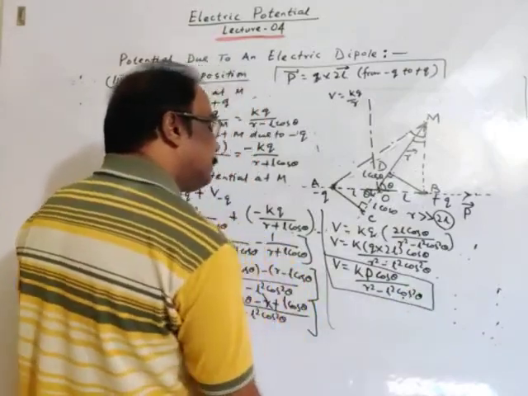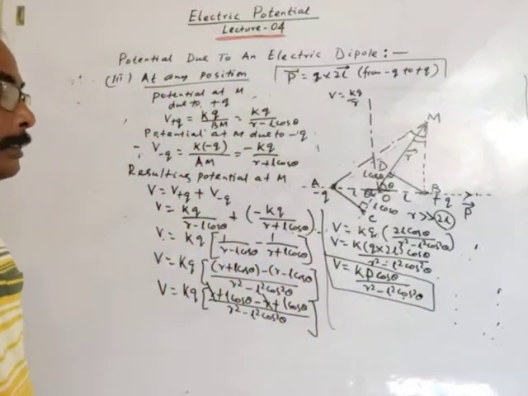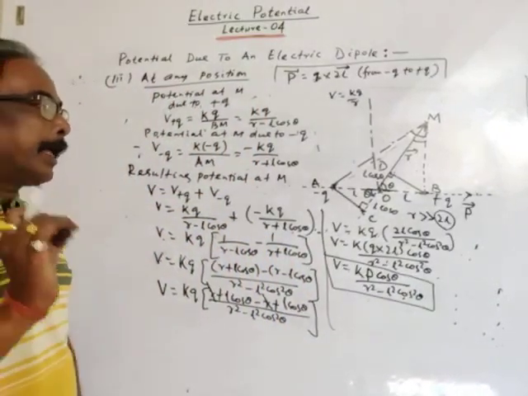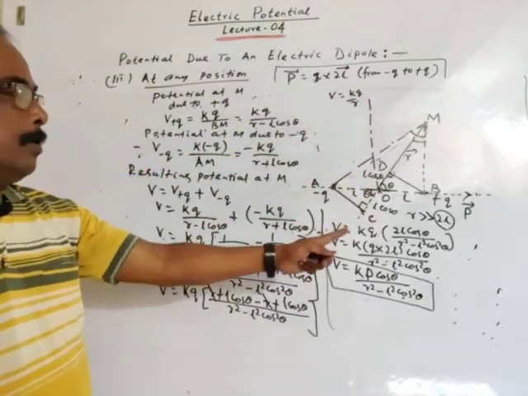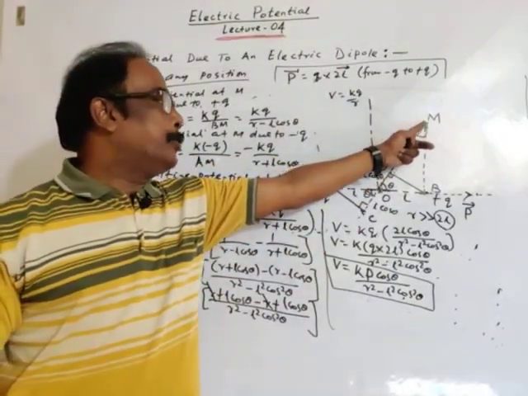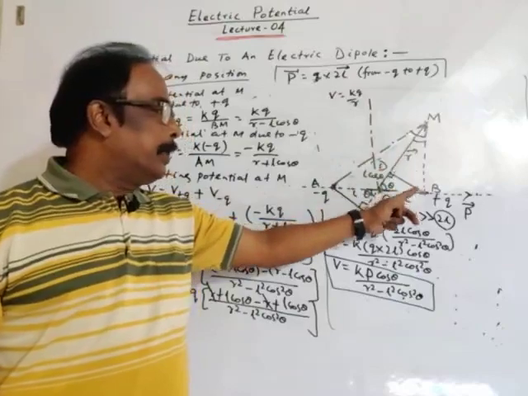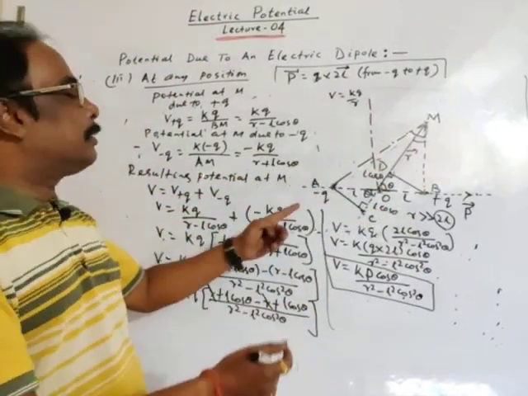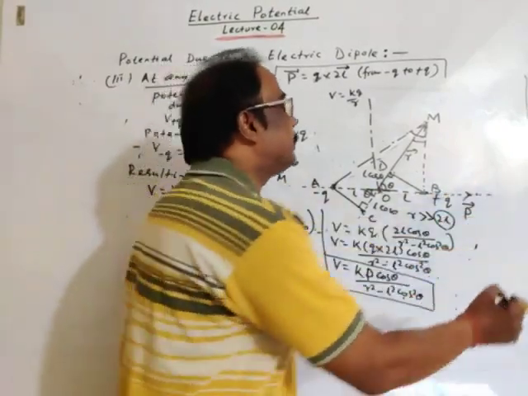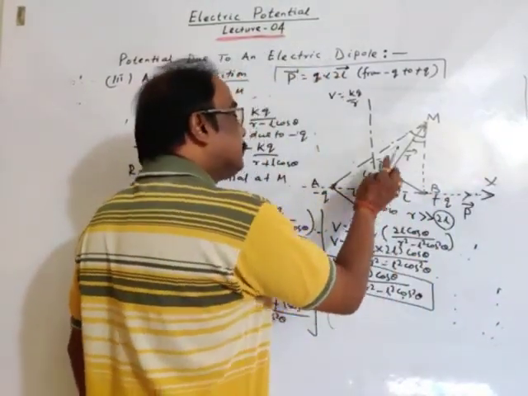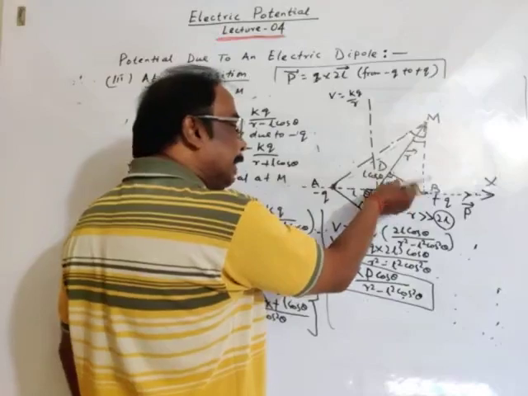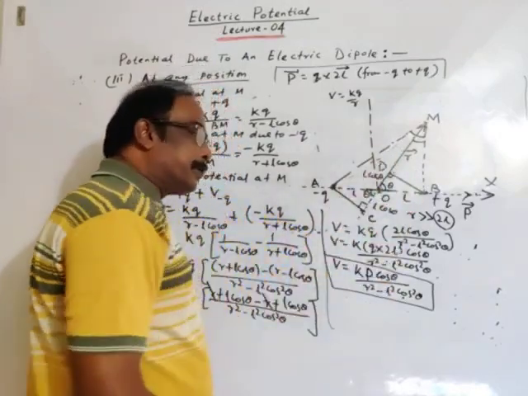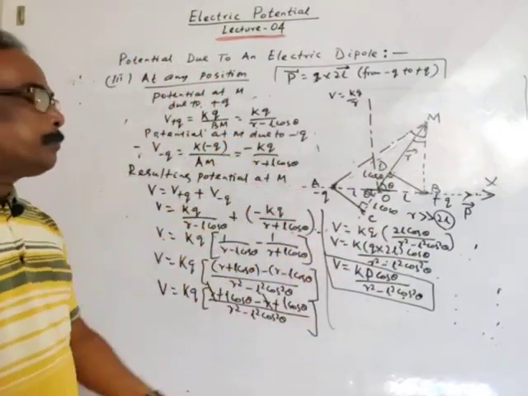This is the expression for potential at any point due to a dipole. Any point is M. The position vector for any position M is r, which makes an angle theta with the dipole moment. The dipole moment is directed along, let us say, the positive x-axis, and the position vector makes an angle theta with the dipole moment. So this is for a dipole.